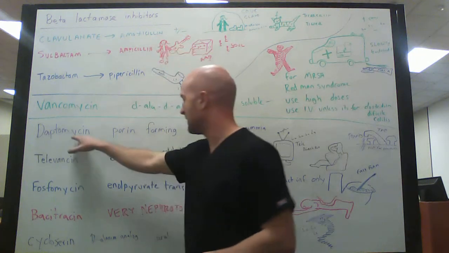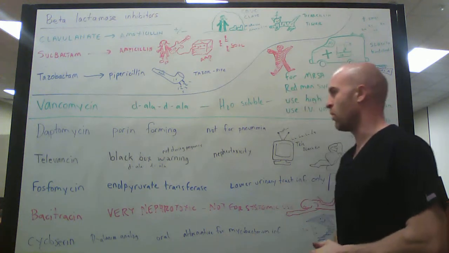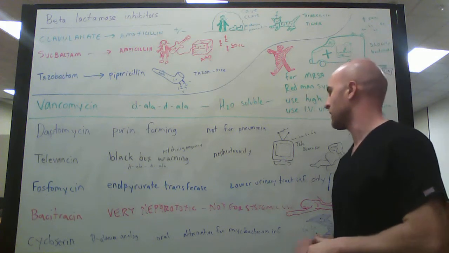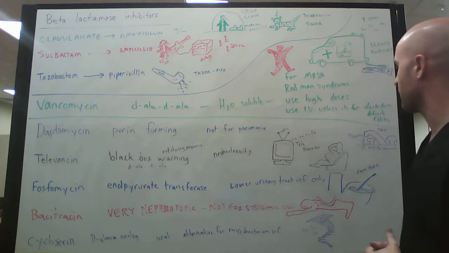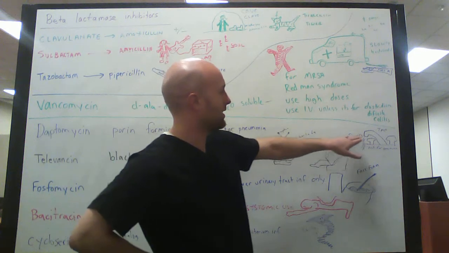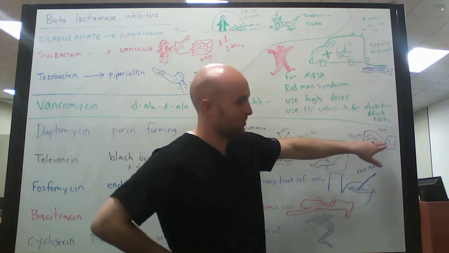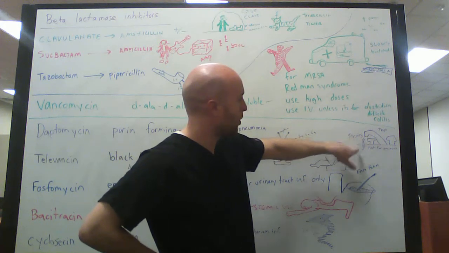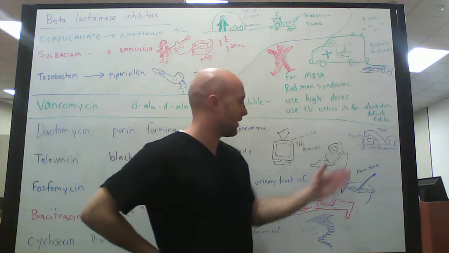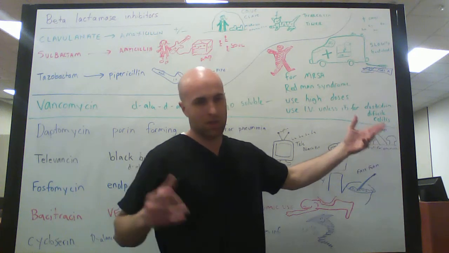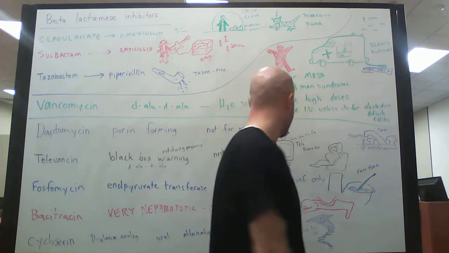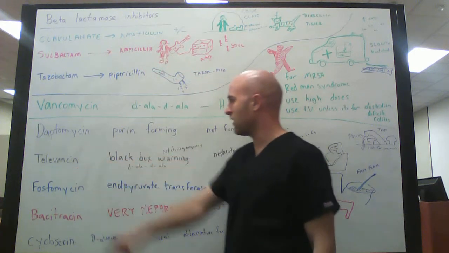Okay, now over here I have daptomycin, which is porin forming. That's how it apparently destroys the bacteria, but it's not used in the cases of pneumonia. And the way that I remember daptomycin is I have the tap, water pouring from the tap. It's pouring forming. I don't know how you remember that's not for pneumonia. Maybe you think you don't drink tap water when you have pneumonia because bottled water's better. I don't know how you remember that. Good luck.